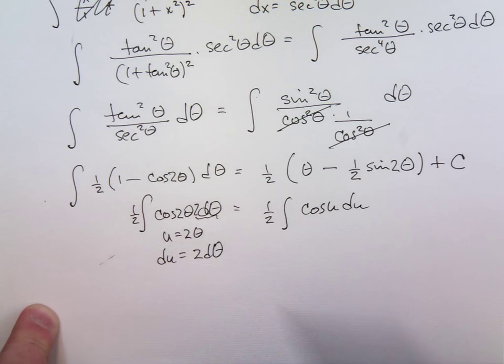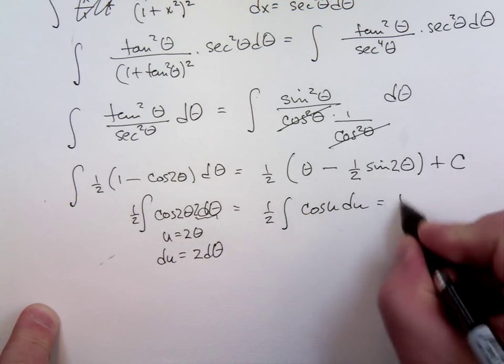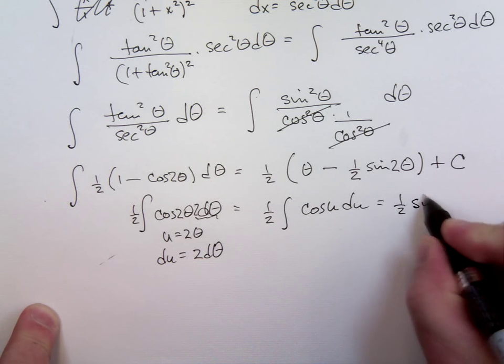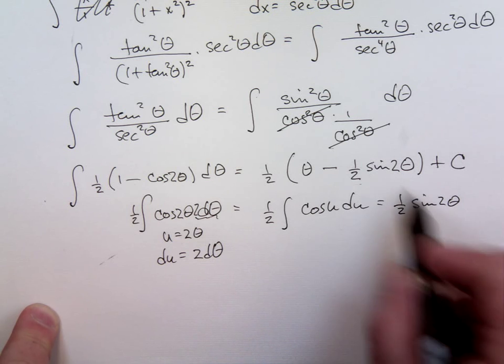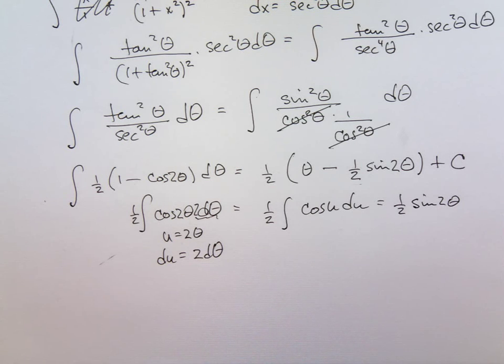The du being 2d theta. That's 1/2 the integral of cosine is sine. That's where this is, right here. Okay? The good news is we're done with the integral as far as that goes. The bad news is it's not in the right form. We've got to get this back to x's again.